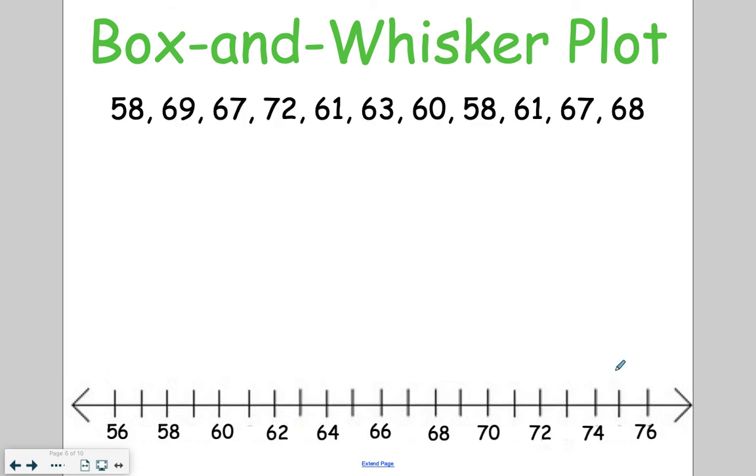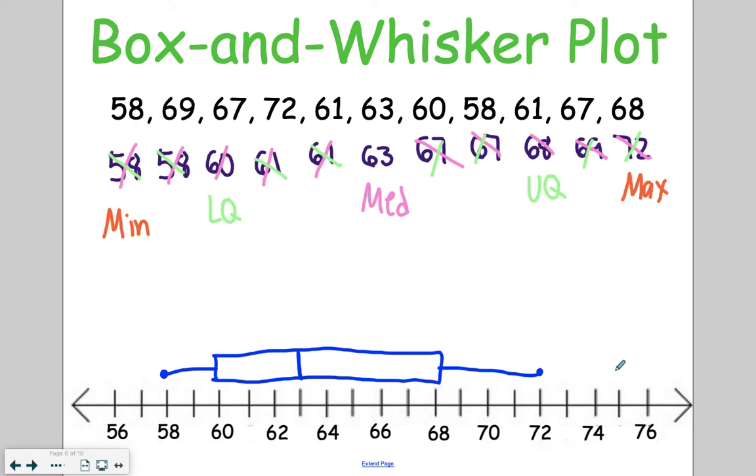Go ahead and try this one on your own. So we put our numbers in order, find the minimum, find the maximum, get to that median, then we use the bottom half to find the lower quartile, the upper half to find the upper quartile, and we end up with this box and whisker plot at the bottom.